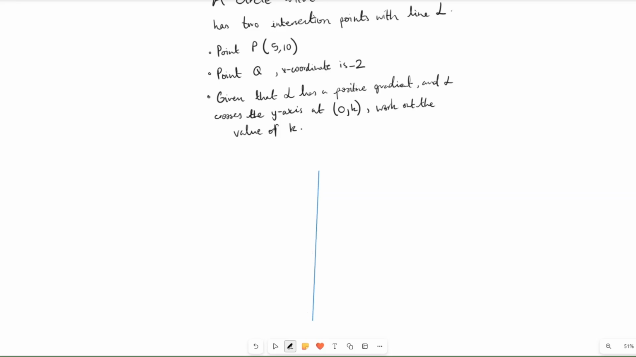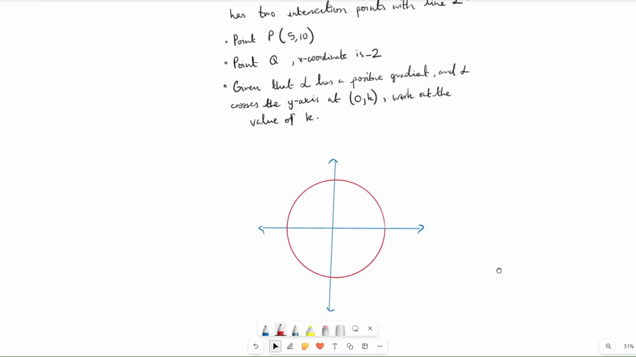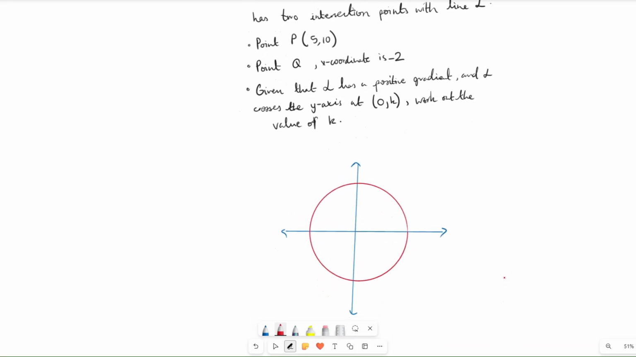So I'm going to draw a diagram, because if you didn't draw a diagram for this question, you are a maniac. Okay, so we've got our circle, and we don't know what the equation is, but we've got point P, which is 5, 10. And we've also got Q, which is at x = -2, but we don't know if it's going to be up here or down here.